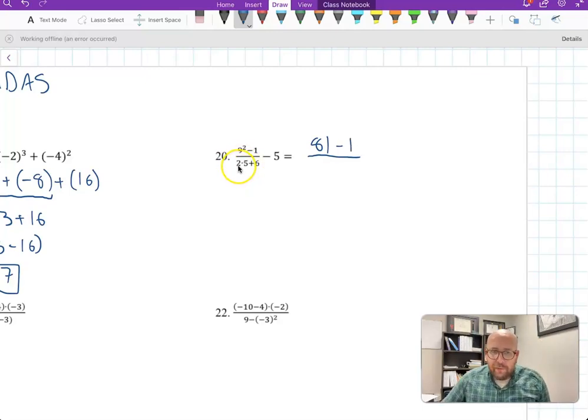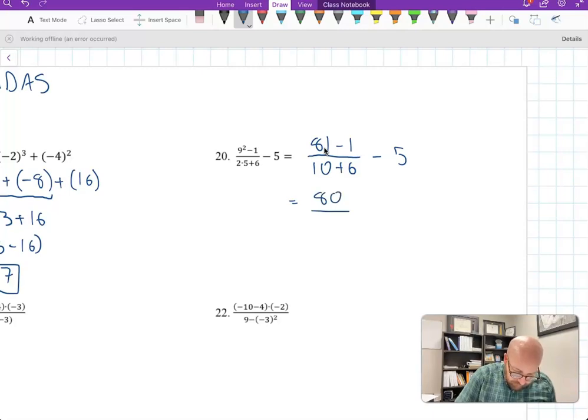In the denominator, we have 2 times 5 plus 6. We multiply before we add, so 2 times 5 is 10 plus the 6. And don't forget, we do have that minus 5. Alright, our division bar has not gone away. So we still need to think about what can we do in our numerator and what can we do in our denominator. Well, 81 minus 1 is 80. 10 plus 6 is 16. And then we subtract 5.